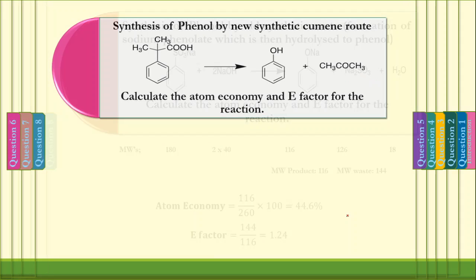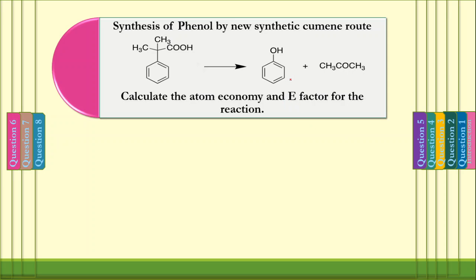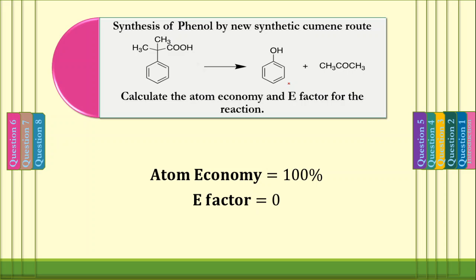चलो आगे चलते हैं. Synthesis of phenol by new synthetic cumin route. You have to calculate the atom economy. How will you do? And E factor. Right now, atom economy is around 100% because we consider that acetone is actually a useful material. It's not a waste. And now since we consider this as not a waste, so E factor would be 0. Because the numerator is 0. So it's just a kind of one tricky question which can come, you know. You have to decide what is desired product, what is a waste product, if it is a waste or not.